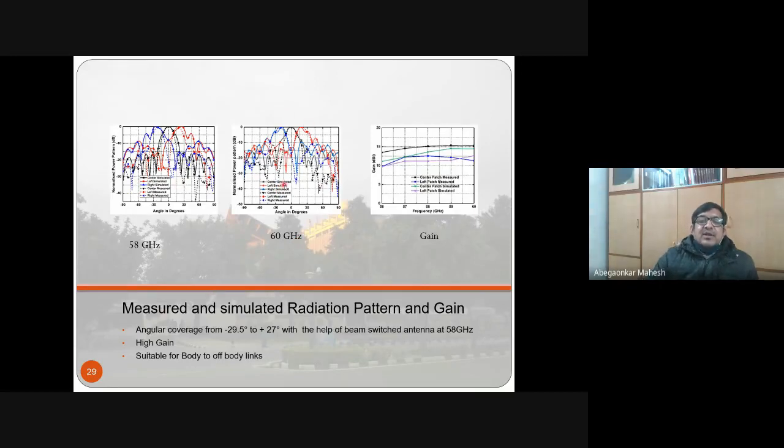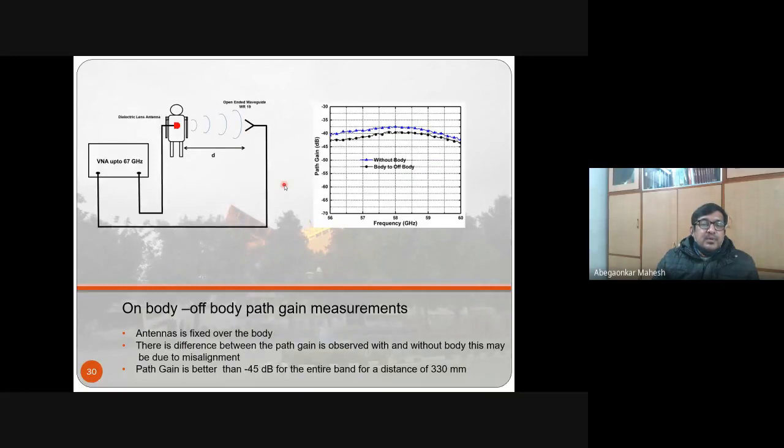Then we have on-body, off-body path gain measurements. So basically you put the dielectric lens antenna on the body, and then we have an open-ended waveguide working at 60 gigahertz off-body. These are measured using a VNA. This VNA was up to 67 gigahertz. The distance between the human body and the receiver antenna is kept as D.